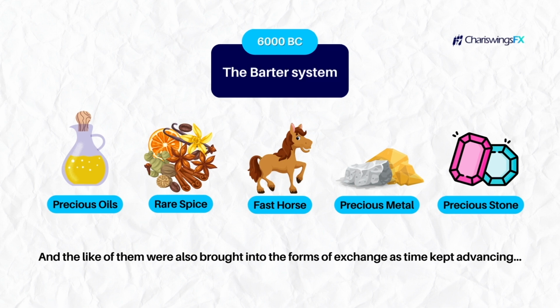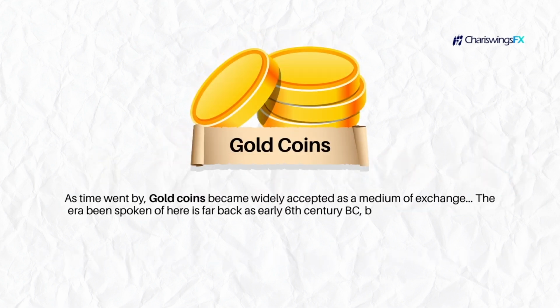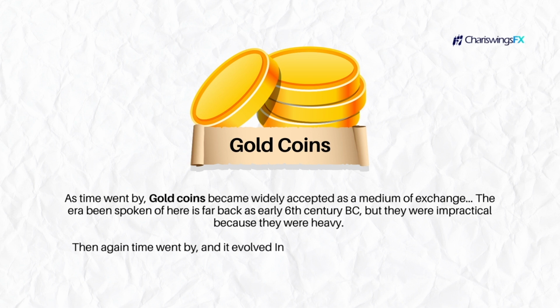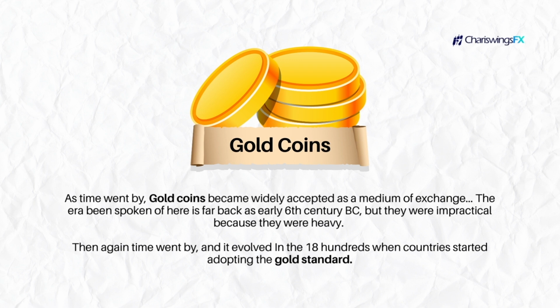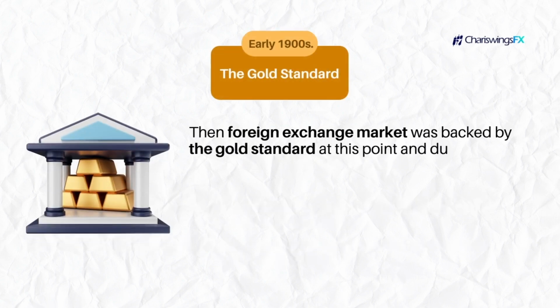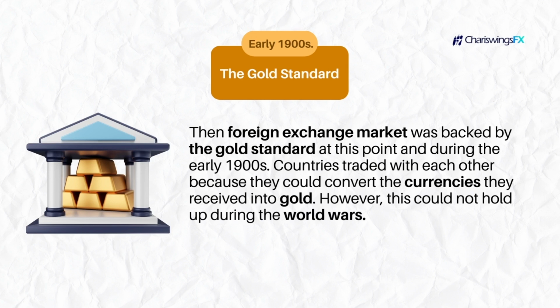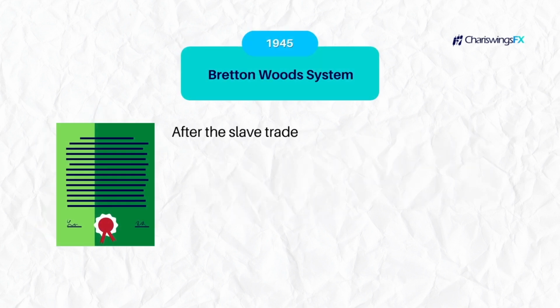As time went by, gold coins became widely accepted as a medium of exchange. The Arabians spoke of this as far back as the early 6th century BC, but they were impractical because they were heavy. Then again time went by, and it evolved in the 1800s when countries started adopting the gold standard. The foreign exchange market was backed by the gold standard at this point, and during the early 1900s, countries traded with each other because they could convert the currencies they received into gold. However, this could not hold up during the World Wars. Then came the Bretton Woods system.